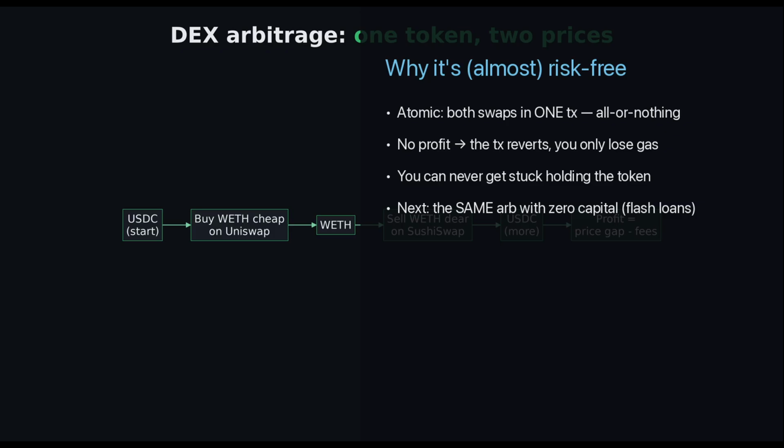Two things make this special. It's atomic: both swaps live in one transaction, so either they hold arbitrage profits or it reverts and you lose nothing but gas. You can never get stuck holding the token. And notice, we needed capital, 50,000 USDC to start. Next episode we do the exact same thing with none of our own money, using a flash loan.